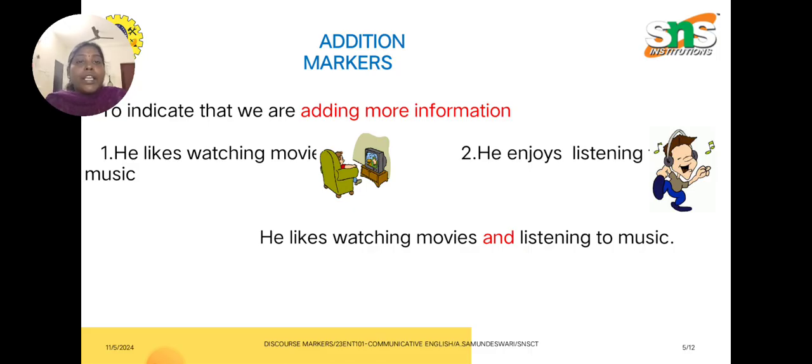So a person says, hey, I like watching movies, and he enjoys listening to music. The role of connectives or discourse markers is to connect these two sentences in a thought together. So he likes watching movies and listening to music.